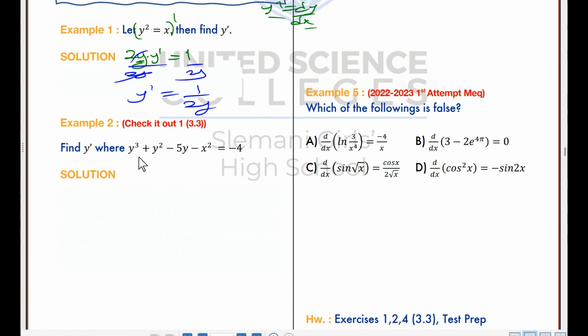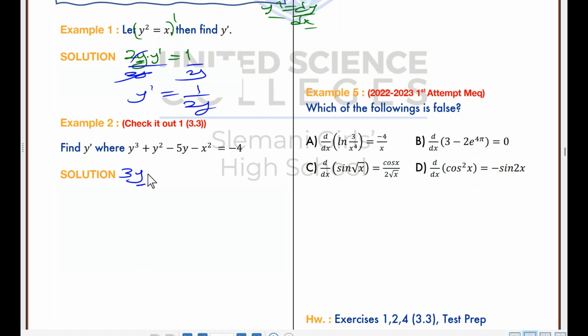Okay, check out this question. What's y prime? I have x's and y's all together in one equation. Everything is together. x and y are together on one side of the equation. So we apply implicit differentiation. Take the derivative of each term one by one. For the derivative of y cubed, apply the power chain rule.